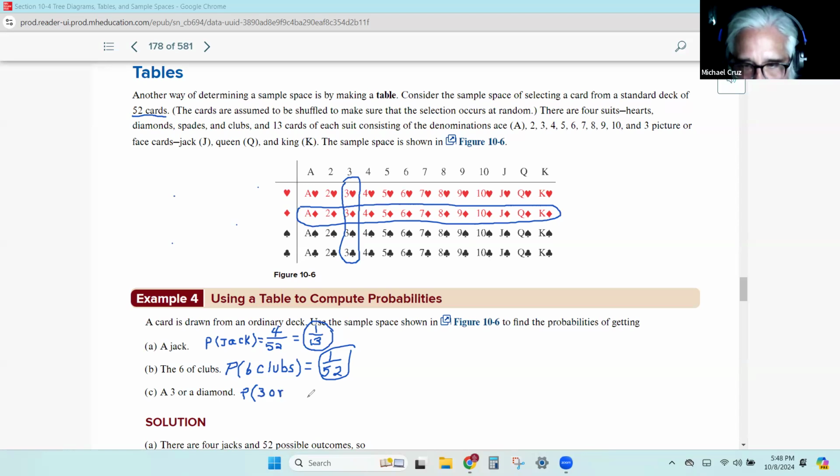A 3 or a diamond. All right. So as I said, there's 16 of those because we got 13 diamonds. We got the 3 of hearts, so that's 14. We got the 3 of spades, which is 15, and the 3 of clubs gives us 16. So 16 over 52. And again, we're always going to simplify these now. So 4 goes into 16 4 times, and into 52 13 times. And there we go. No longer possible to take out any common factors.